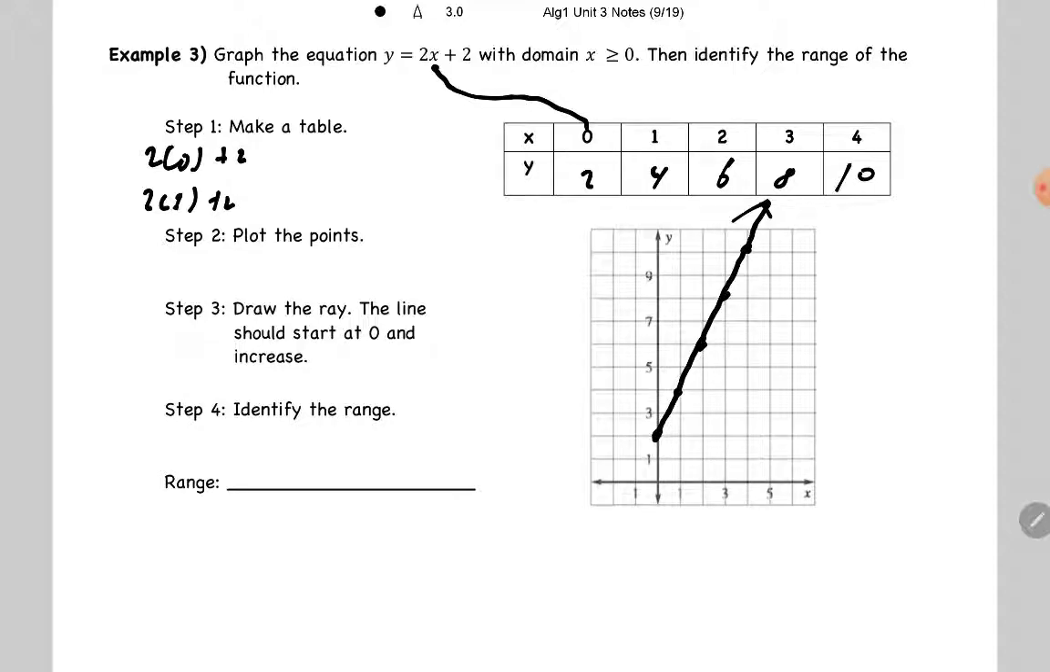So there's a difference here. We don't extend the line past into the negative territory because our domain says we cannot go negative. So we actually have what we call a ray here. It has a start point and then goes in a direction forever and ever. So we only have one arrowhead here. And then our range is 2, 4, 6, 8, 10.